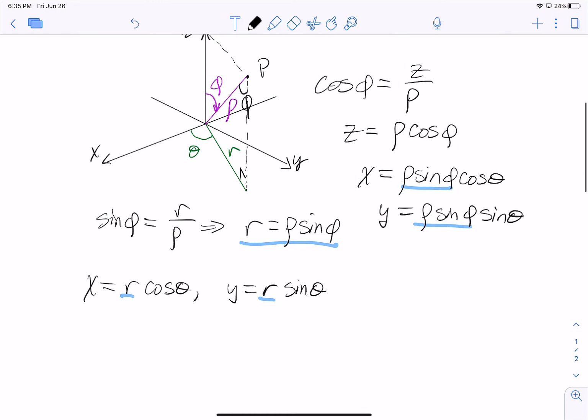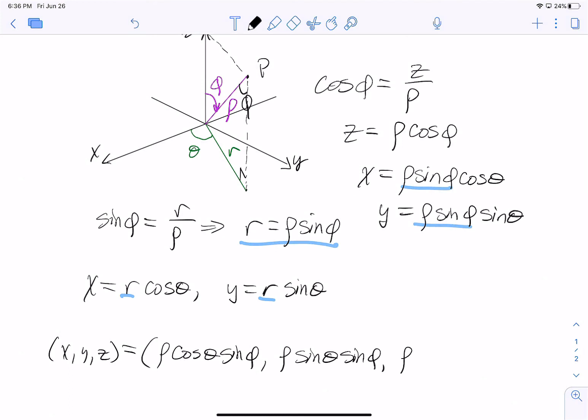It follows then that a point that has coordinates x, y, z is equal to rho cosine theta sine phi, rho sine theta sine phi, rho cosine phi. This is the order in which you typically see it, like the cosine theta and then the sine of phi. I know I didn't write it like that initially when we did the substitution just now, but this is typically what we see.